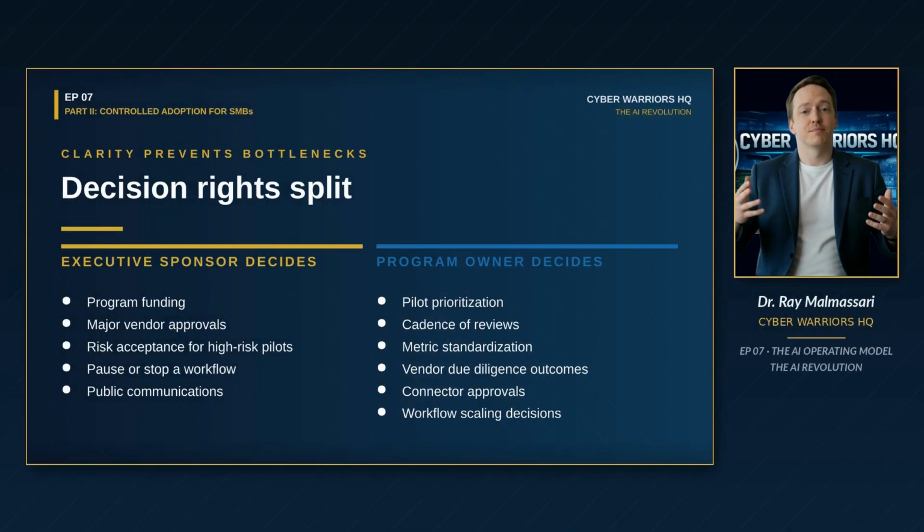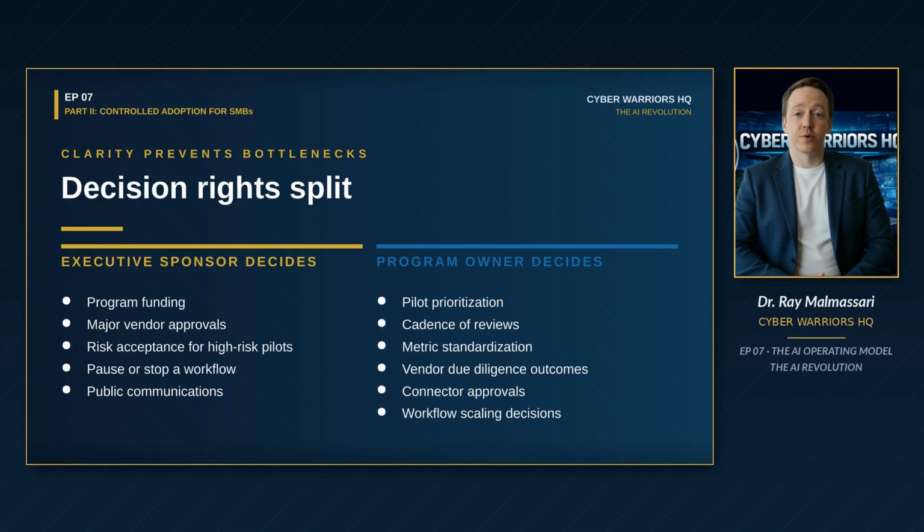Now the part that prevents bottlenecks at the top and chaos at the bottom. Decision rights. Decisions made by the executive sponsor: program funding, major vendor approvals, risk acceptance for high-risk pilots, decisions to pause or stop a workflow, public communications about the AI program. Decisions made by the program owner: pilot prioritization, cadence of reviews, metric standardization, vendor due diligence outcomes, connector approvals, workflow scaling decisions.